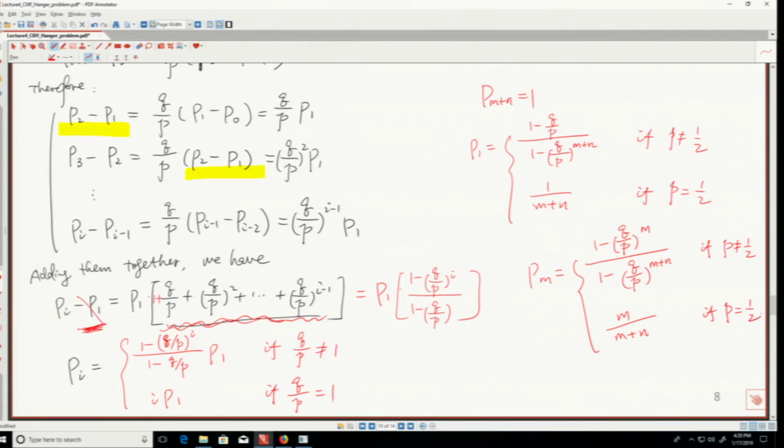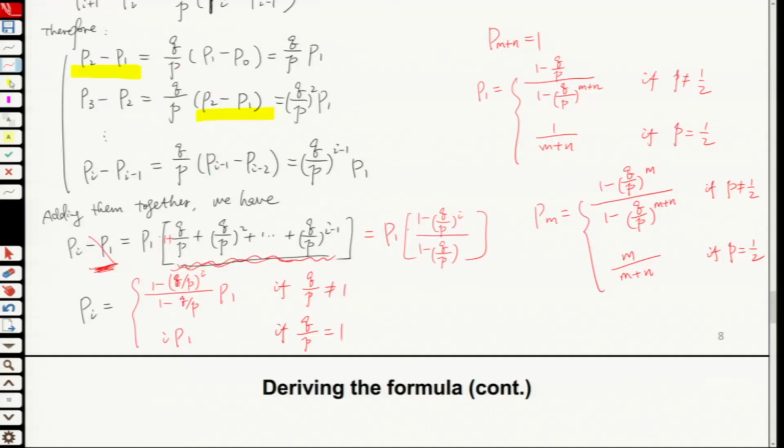Okay, so these are the final solutions. This is the real solution in the end. If we start from m, what's the probability to reach m plus n? Start from m. So there are two cases, P equals 1/2 or P does not equal 1/2.